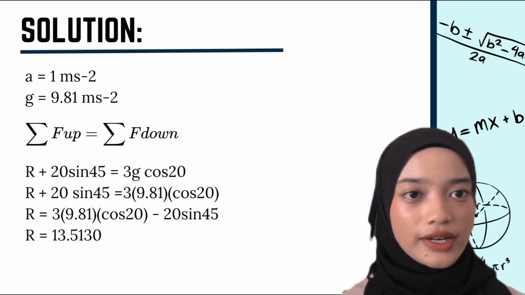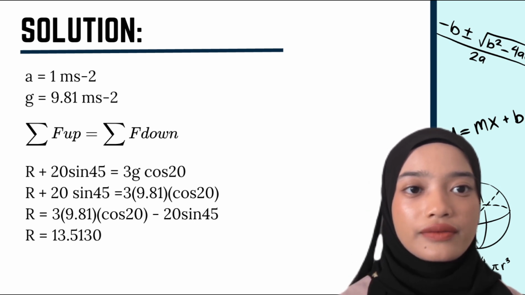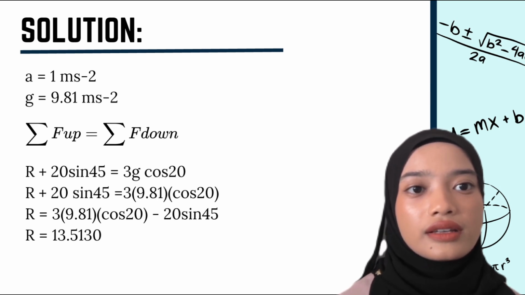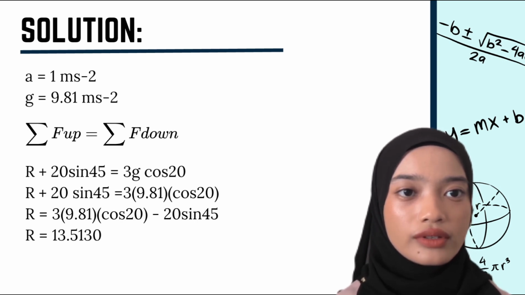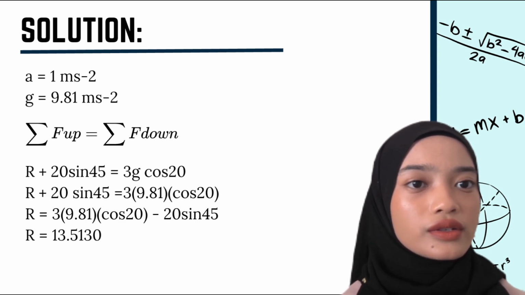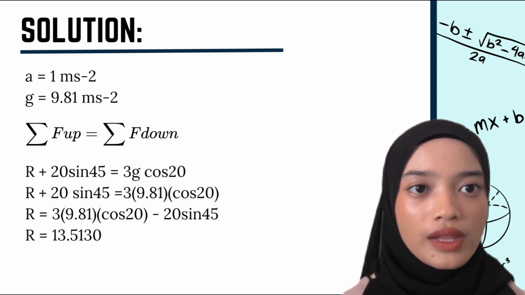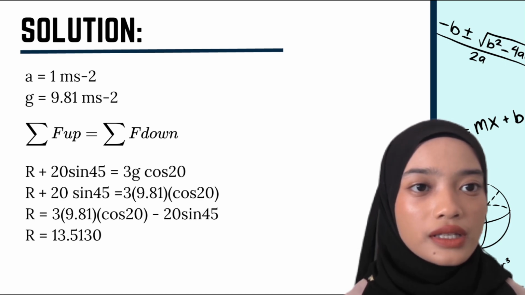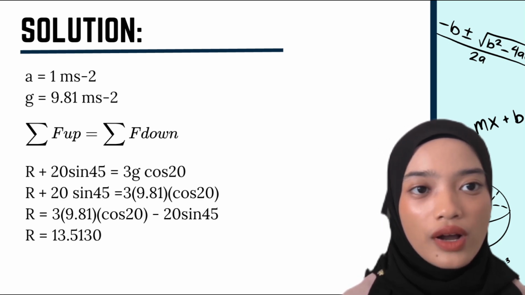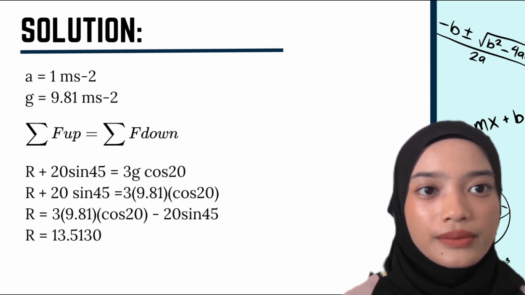From the free body diagram, we can find the solution to this problem statement. For the vertical line, we know that the forces up equal the forces down, or the summation of force up equals the summation of force down. There are two forces that go up, which are R and 20 sin 45. So to get the summation of force up, we sum up these two forces. Meanwhile, the force down is 3g cos 20.